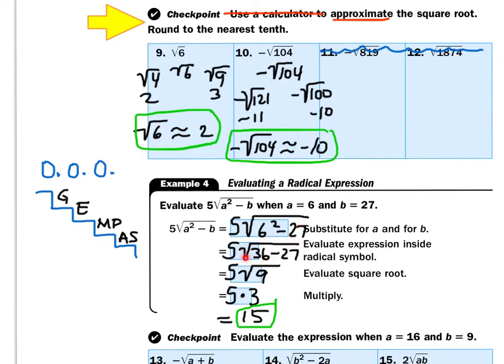Well, I still have to do what's under the square root. So 36 minus 27 gives me 9. And so I have 5 times the square root of 9. I'm just going to finish this. The square root of 9 is just 3. So it means 5 times 3, which is just 15.